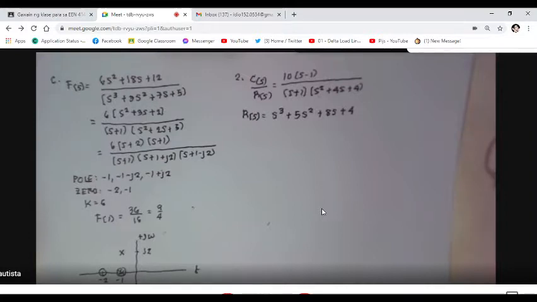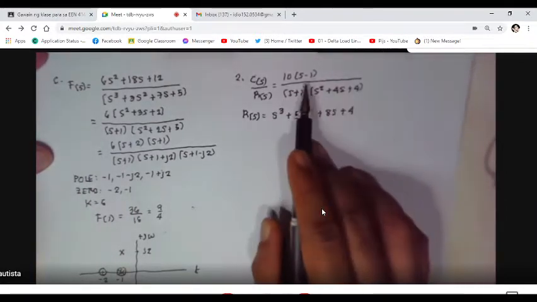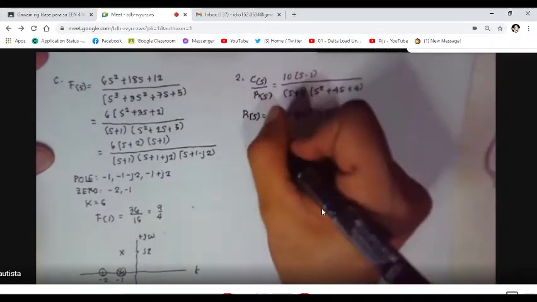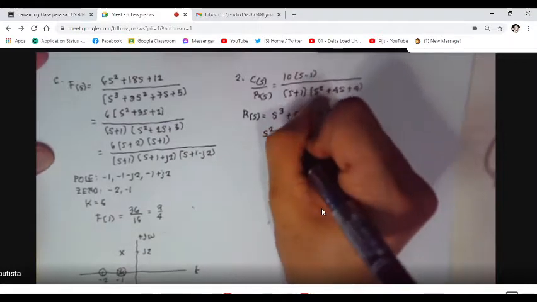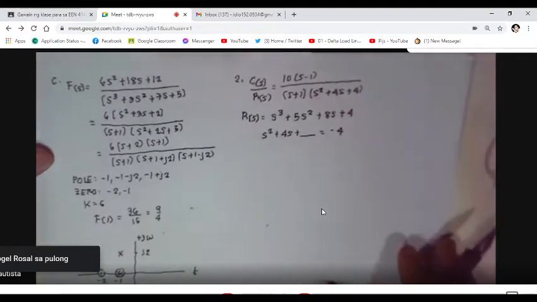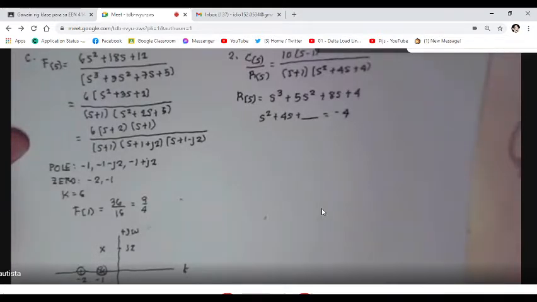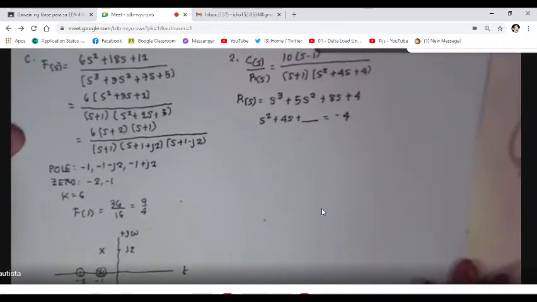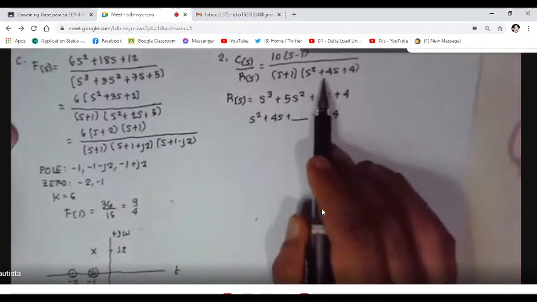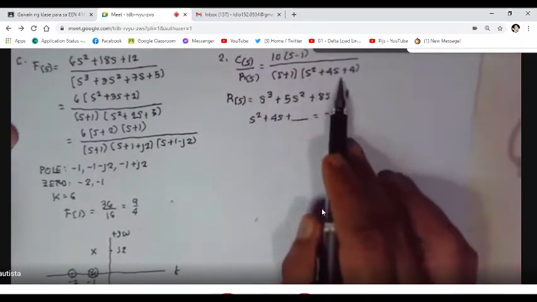Okay? So, hanapin natin yung pole. Kasi alam na natin kaagad yung 0. So, yung pole, hanapin natin. Ito. No? So, that is S squared plus 4S plus blank is equal to negative 4. So, completing the square, di ba? Okay, ayan, ganyan yan, no? So, ito, sinabi ko kanina, characteristic equation, i-multiply mo lang yan. Ito na yun. Then, kunin mo yung root nito, kasi may root na ito eh.